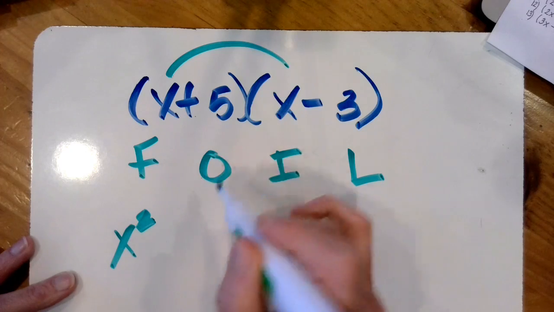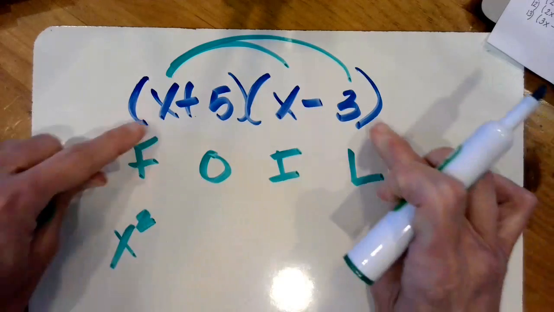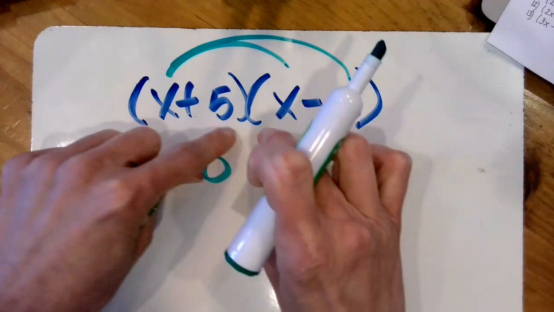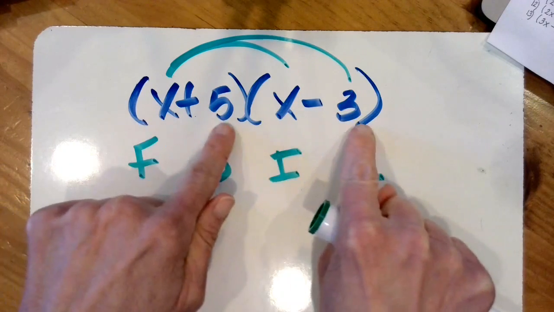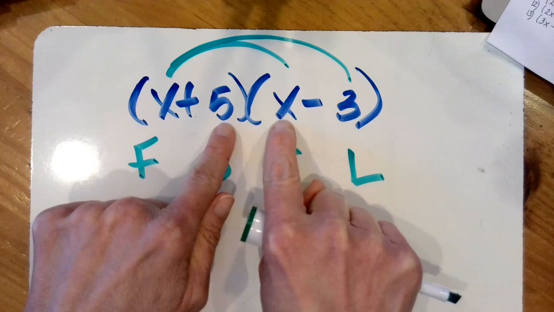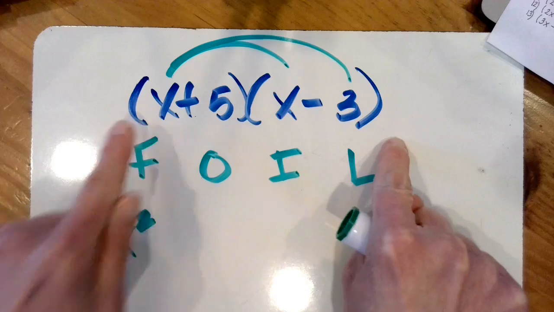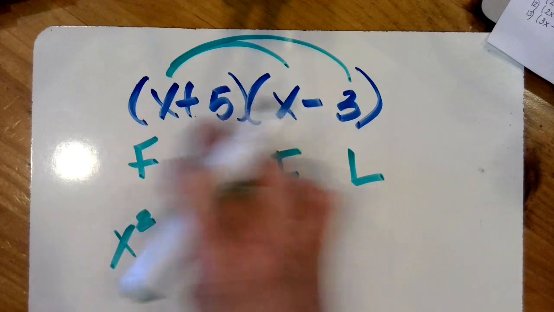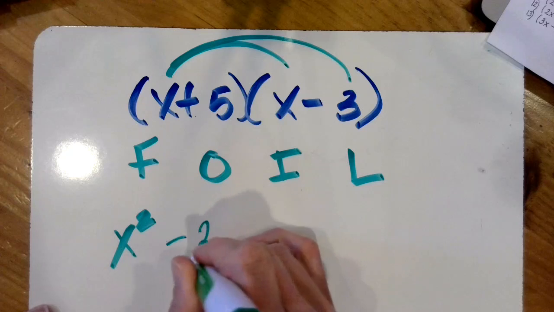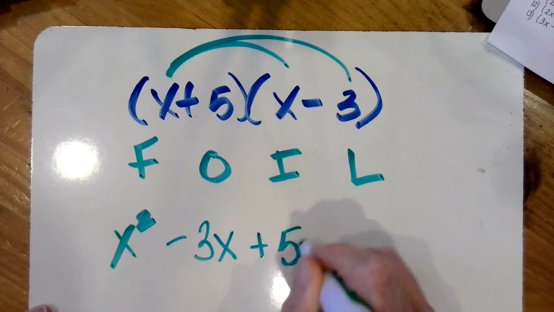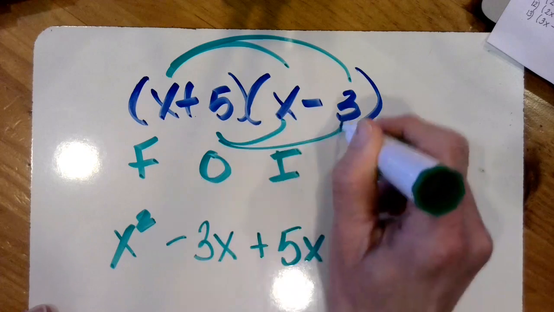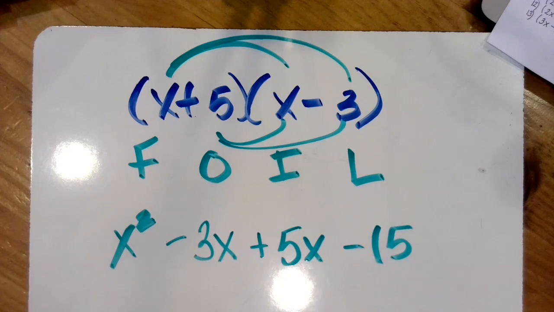Our outside terms are going to be these two terms on the outside. Remember, we have insides and outsides. We have first terms, last terms, inside terms, and outside terms. It's so important that we know the difference. Our outside term is negative 3x. Inside term, positive 5x. Last term, negative 15. Our next step in completing this is going to be to combine our like terms.